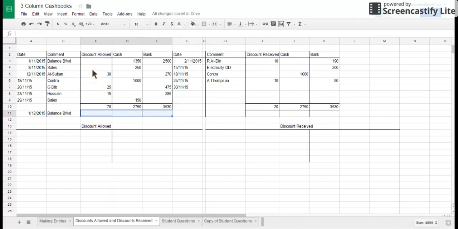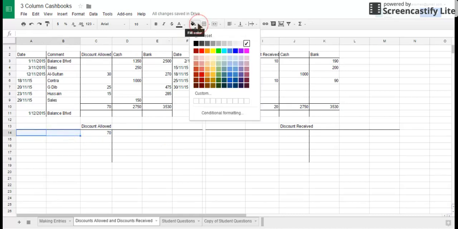So what you will see here is the discounts allowed total 70. That is going to be the amount of discount allowed. We are not going to balance it off with the discount received. There's going to be no balance carried forward, no balance brought forward for the discount allowed and discount received columns. And that's because what we're going to do is to put the whole of the expense into a discount allowed T account in the general ledger.